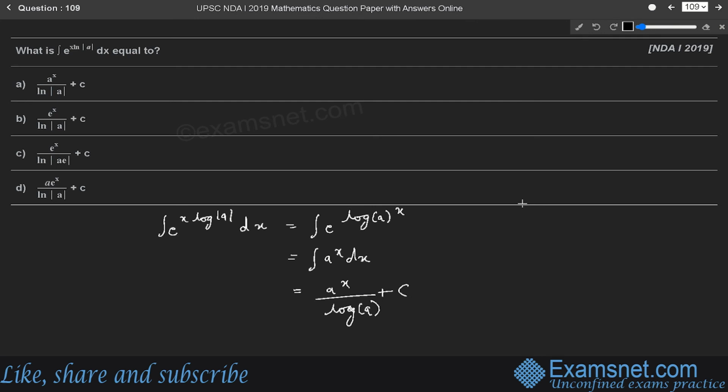So the correct option here is option number A, which is a to the power x upon log of a plus c. You can see that this type of questions are extremely simple. All you have to do is you have to remember the basic concepts of log.